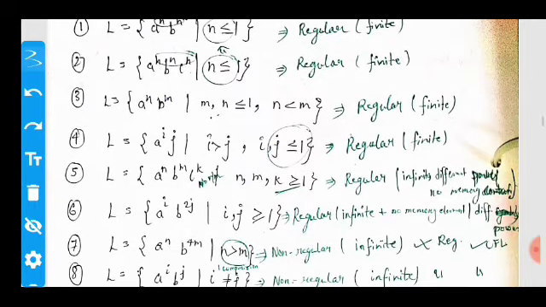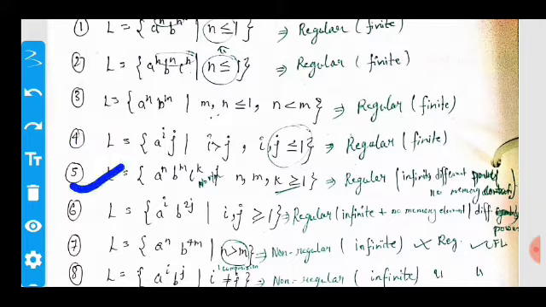L equal to a to power of i j such that i is greater than j, i comma j is less than equal to 1. Here the condition is given i comma j is less than equal to 1, which means it is a finite solution, so it is a regular language. Now move on to the next question.